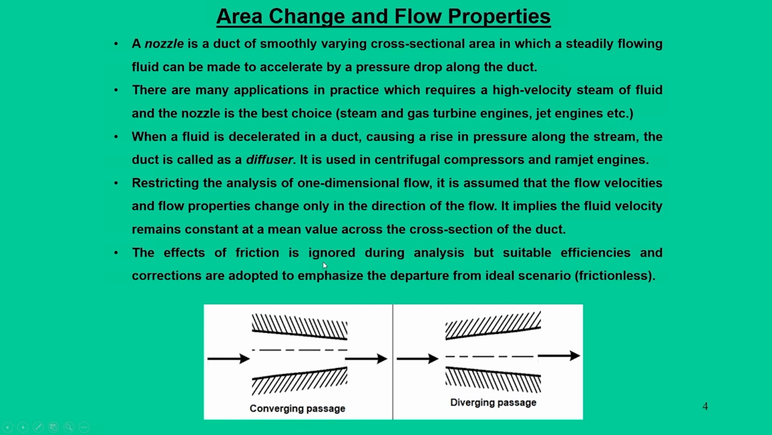So, it is a frictionless flow, and we also have an assumption that the fluid velocity remains constant at the mean value. Although the area changes, when you take the fluid velocity at any particular section, we take this mean value along that section. That means at each section we have one value of velocity. So, that is the assumption we make.